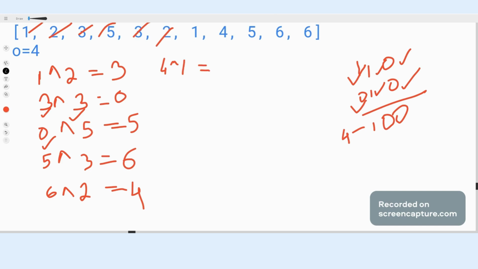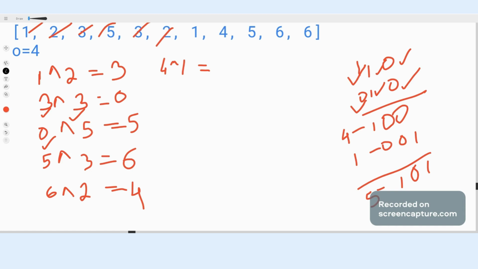What is 4 XOR 1? Let's find it out. 4 is 1 0 0, and 1 is 0 0 1. Bits are different, so 1. 0 0 bits are same, so 0. 1 0 bits are different, so 1. So what is this? It is 5.